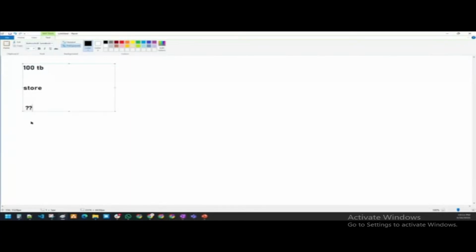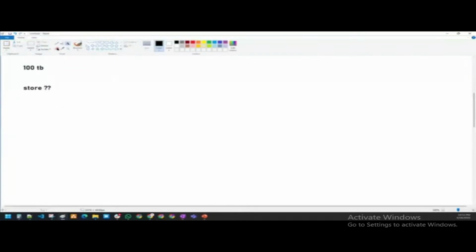Tell me, guys, if you do not have a cloud platform, how do you store it? Just think about it. Will you be able to store 100 terabytes of data on a local machine? If I give you 1 GB or 2 GB, you'll be able to store it. But how do you store 100 terabytes of data? It's not possible.